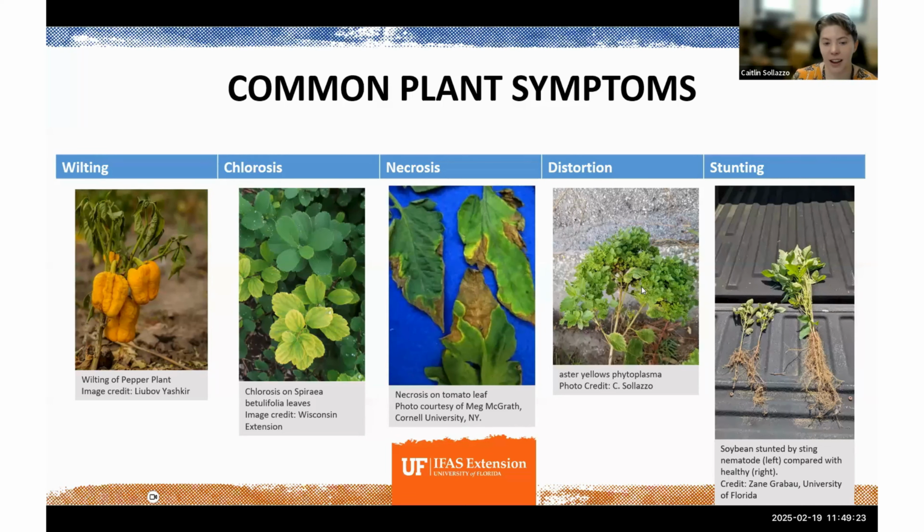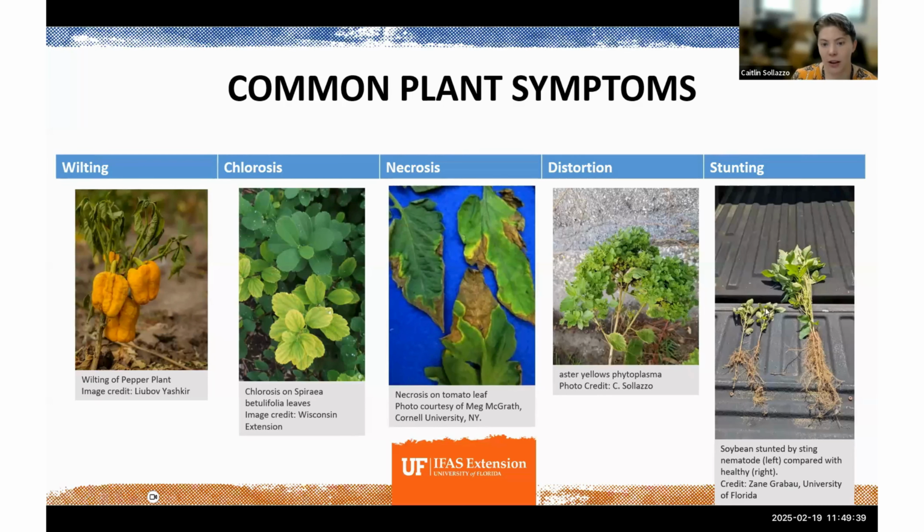Distortion. So this is anything kind of funky. We like to say is distortion. A lot of times it's viruses, and in this case, it's a phytoplasma, which we'll discuss a little bit later. Distortion can be a number of different causes. It can also be herbicide injury. So again, we don't know the cause, but we know the leaves are kind of funky.